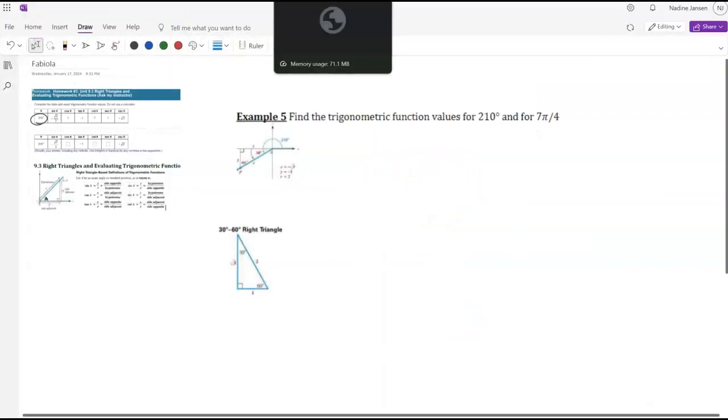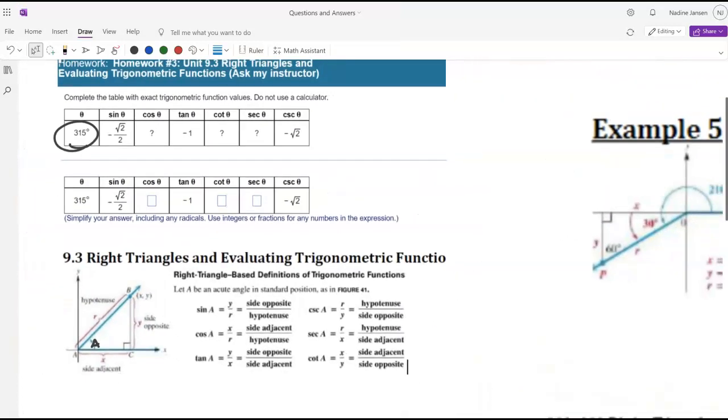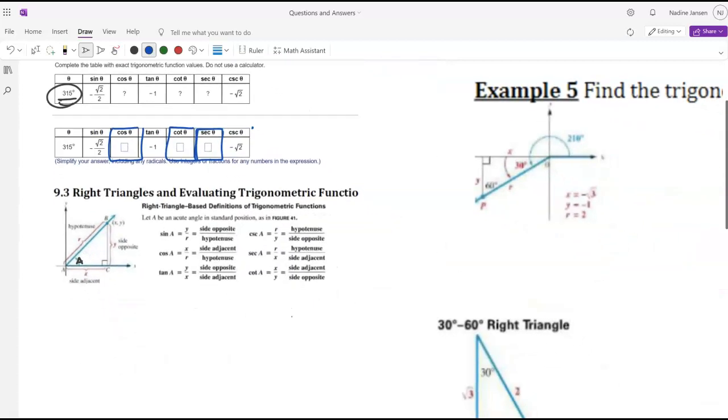So what we're doing in this problem is we're asked to evaluate some trig functions at the angle 315 degrees. The ones that we want to find are cosine, cotangent, and secant. So in terms of these definitions, we're interested in the cosine definition, the cotangent definition, and the secant definition.